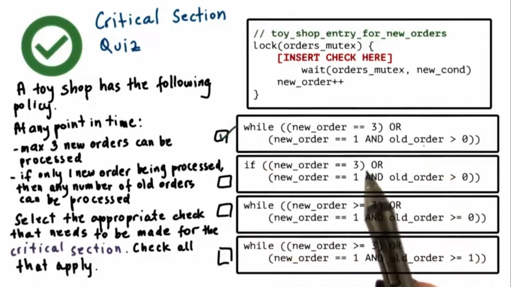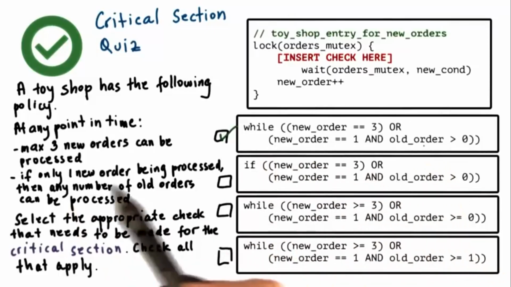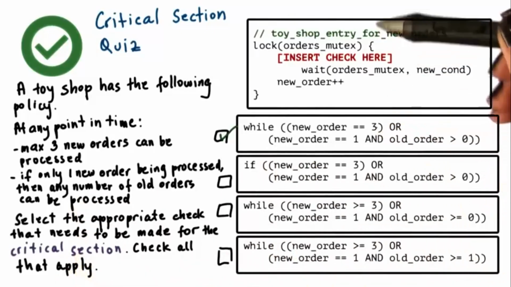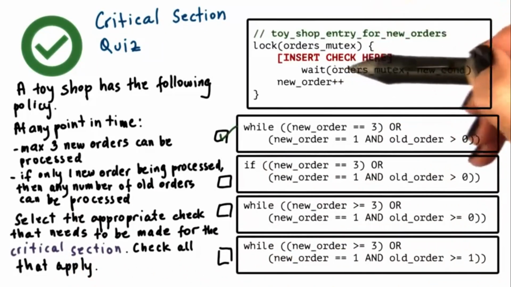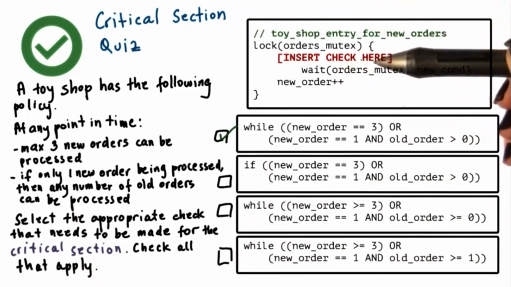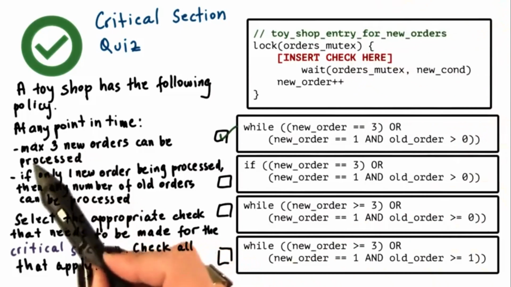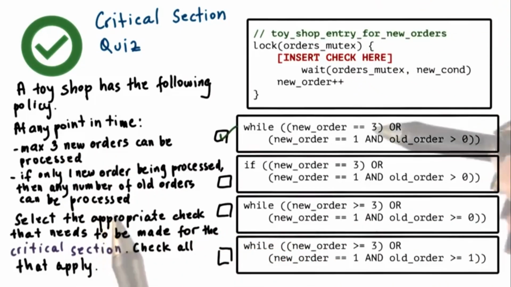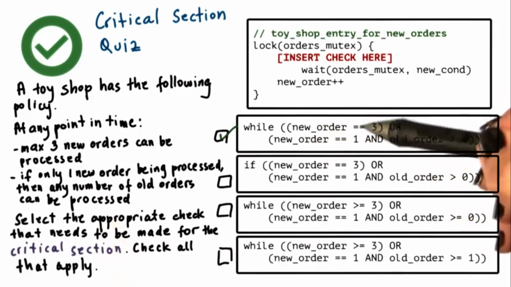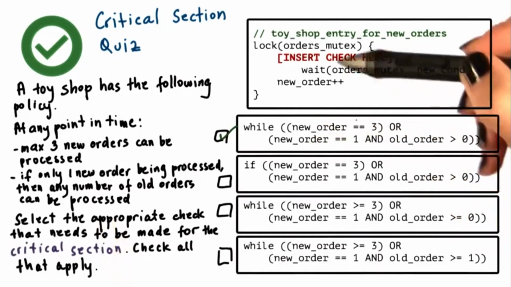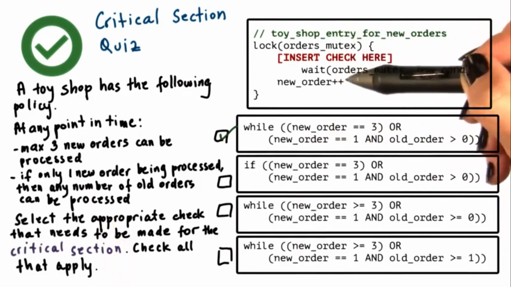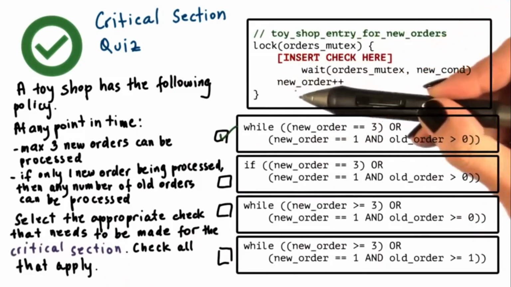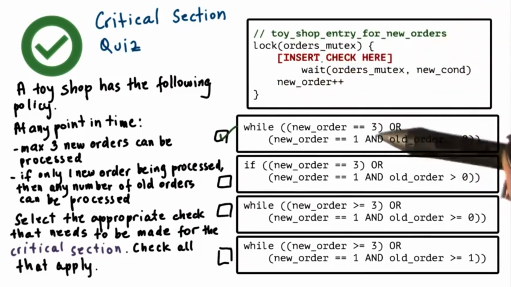The first code snippet is correct because it perfectly aligns with the policy. If new order is equal to 3, clearly an incoming thread will not be able to proceed. So this will guarantee that there cannot be more than 3 new orders processed in the toy shop. Note, by the way, that new order cannot be larger than 3, given that the only way it will get updated is once we come out of this wait statement. So the maximum value that new order can receive in this code is 3.